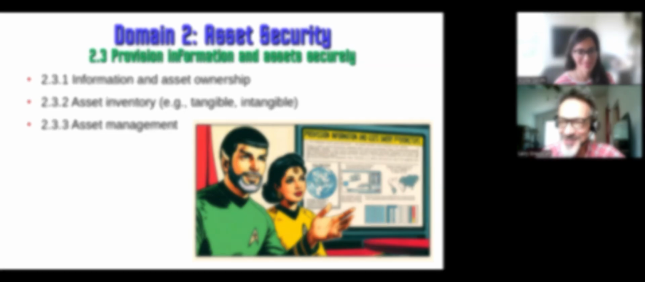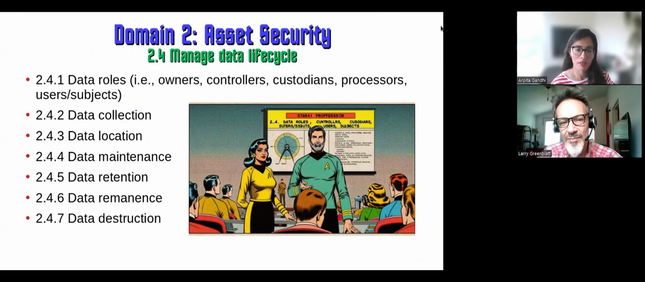Great point. So domain 2.4 talks about managing the data lifecycle, another really important topic. All life cycle stuff, to anybody taking your CISSP, know the various life cycles. You can't just do something. So CISSPs must have a comprehensive understanding of the data life cycle and the various roles involved, including data owners, controllers, and custodians, as well as processors and users/subjects.